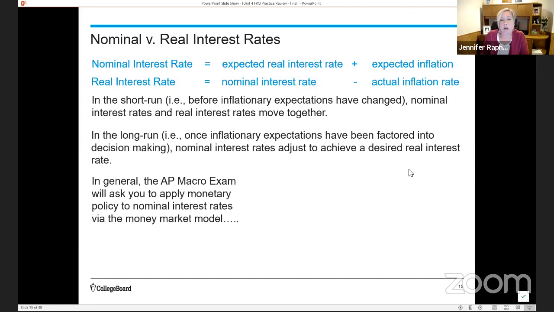In general, if you read the free response questions, you will be asked to apply monetary policy to the money market.